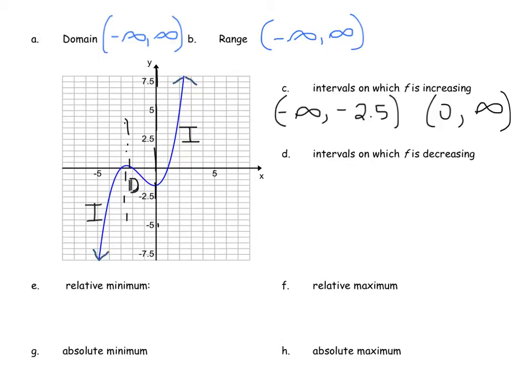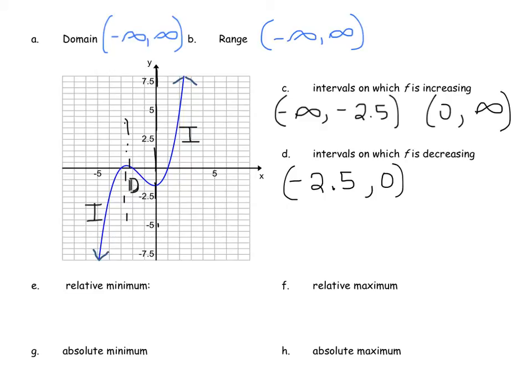Now the area where the graph is decreasing. The interval in the middle here where the graph is decreasing goes from x equals -2.5 and continues to x equals 0.